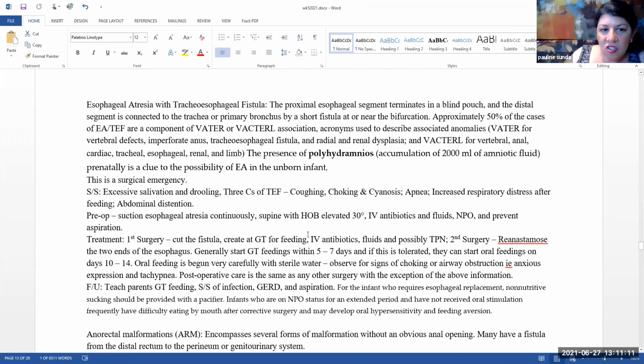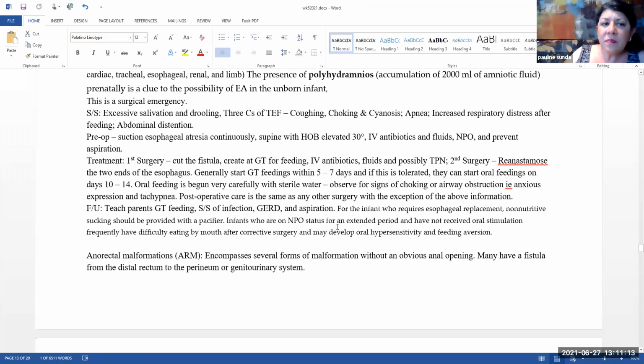This is a surgical emergency. So here you would see excessive salivation and drooling, the 3 C's of TEF: coughing, choking, and cyanosis. Also, we would see apnea, increased respiratory distress after feeding, and abdominal distension.